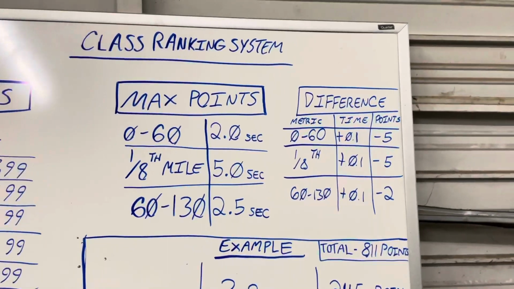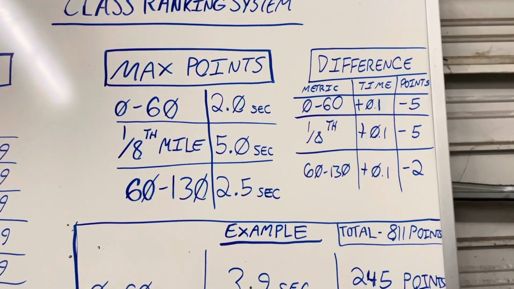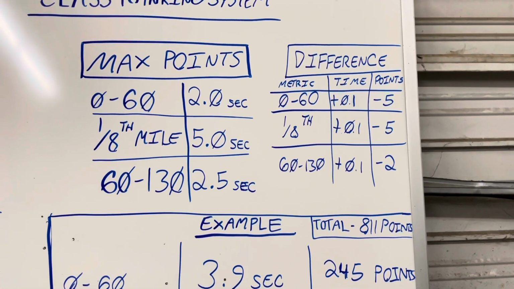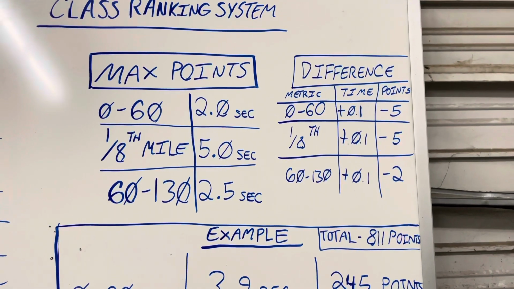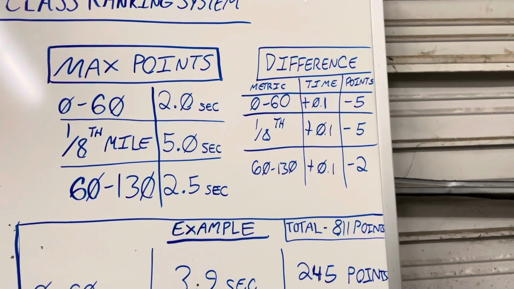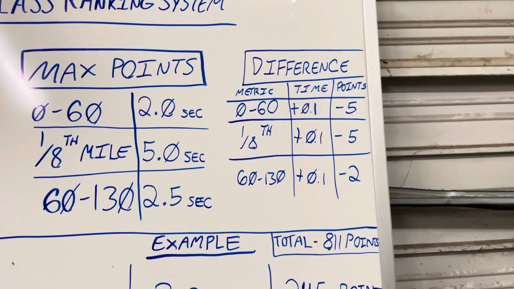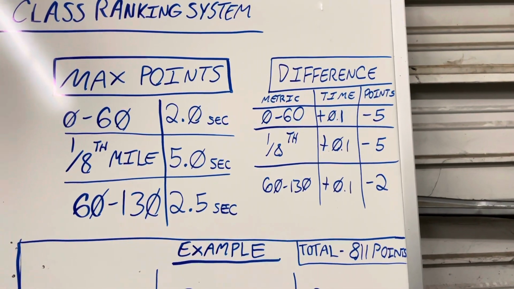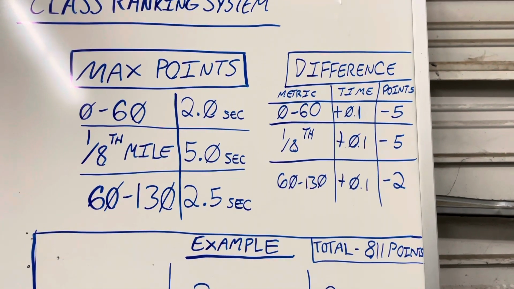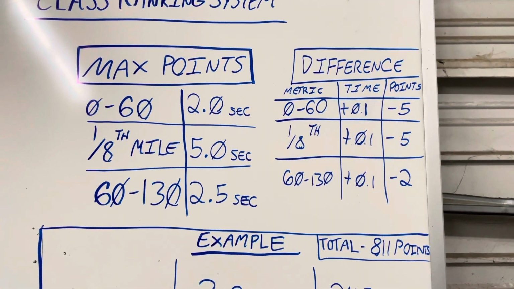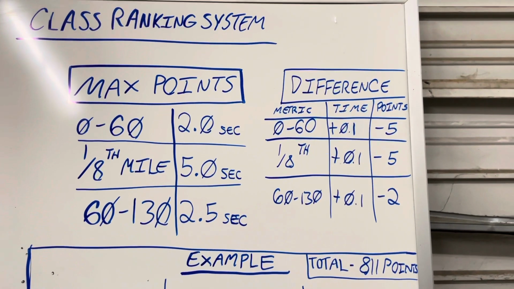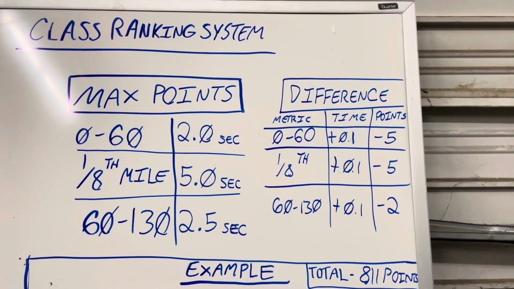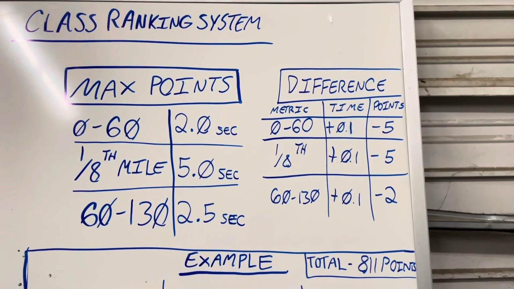Now, the 60 to 130 has a lot more leeway on both ends, because there's a pretty big difference between someone running really fast and someone barely running to 130. So we had to do a bigger spread. Instead of 5 points, we're doing 2 points for every tenth that it goes up. If you run a 2.5 from 60 to 130, you get 340 points, but if you run a 2.6, you only move down 2 points rather than the 5 like the other two metrics.